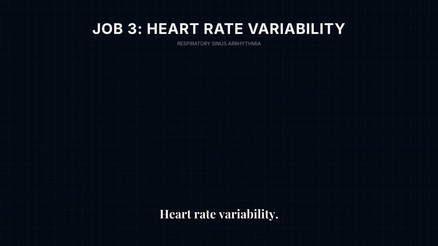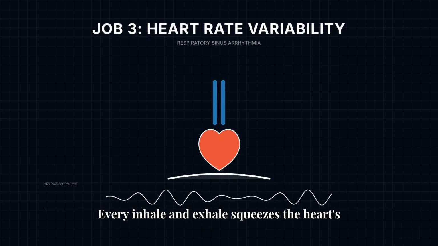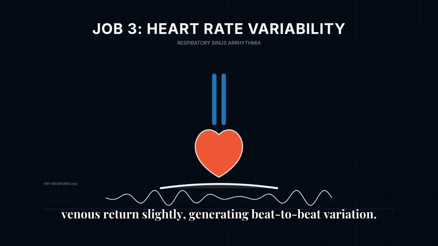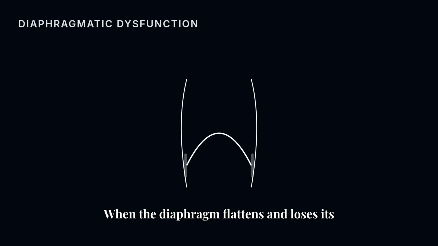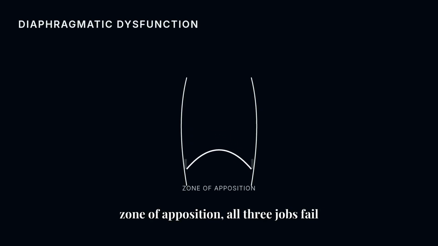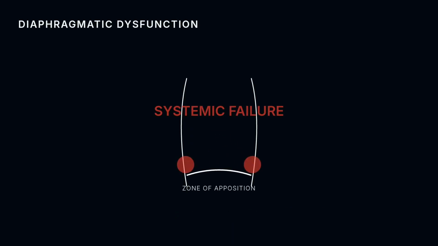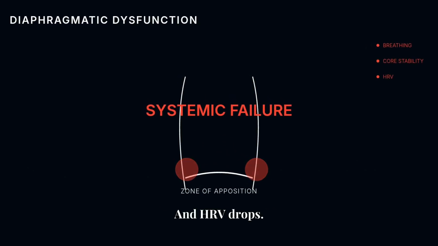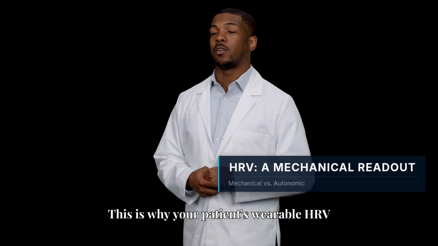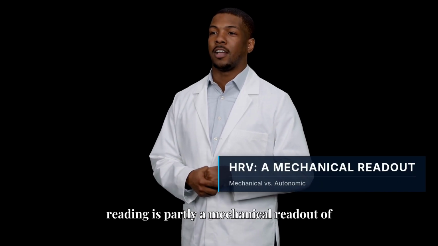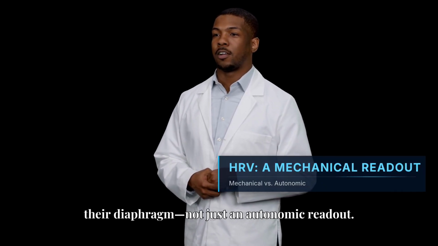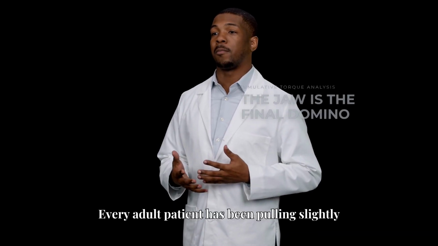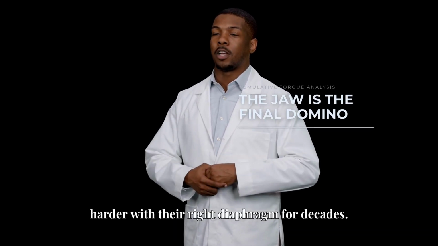The patient with an asymmetric diaphragm has chronic low-grade core instability, which compounds every postural problem in the body. Job 3. Heart rate variability. Every inhale and exhale squeezes the heart's venous return slightly, generating beat-to-beat variation. When the diaphragm flattens and loses its zone of apposition, all three jobs fail simultaneously. Breathing gets shallower, the core gets less stable, and HRV drops. This is why your patient's wearable HRV reading is partly a mechanical readout of their diaphragm, not just an autonomic readout.